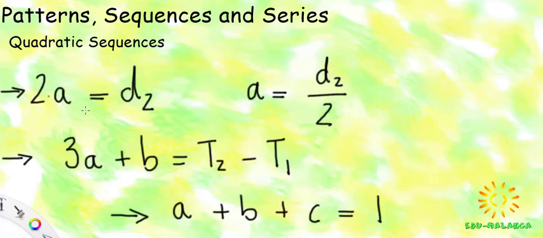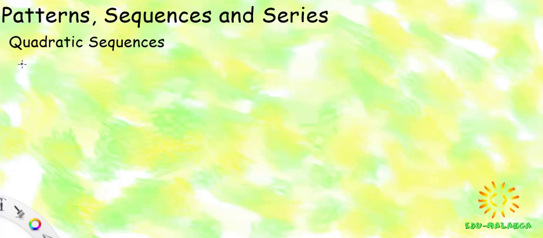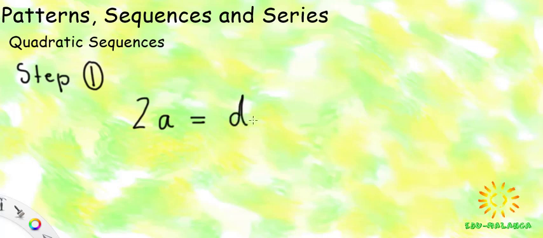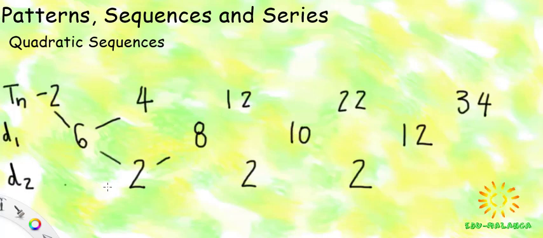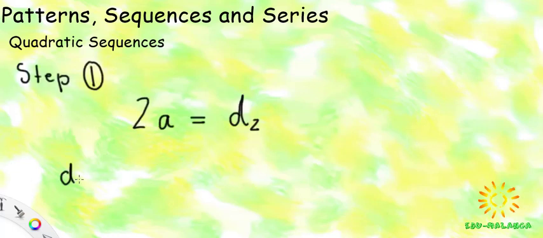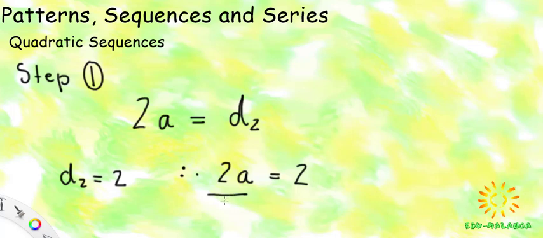So the first thing we will solve for is a. Let's call it step 1. So we know that we start by solving for a, and let's remember 2a is equal to d2. Let's look at our d2. Our d2 is equal to 2, correct? So we will say d2 is equal to 2. So therefore 2a is equal to 2. If we divide by 2 on both sides, everything cancels out, and we get that a is equal to 2 divided by 2, that's equal to 1.